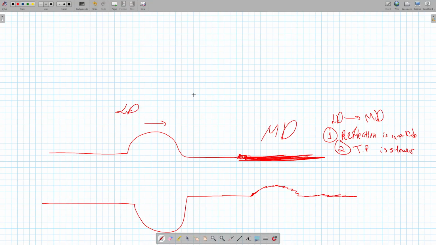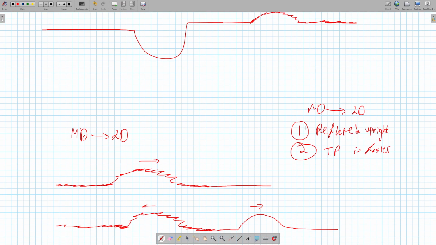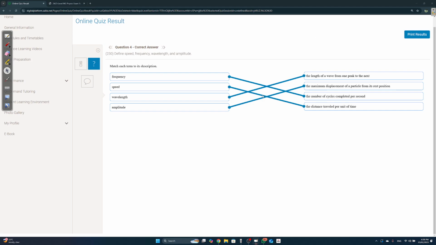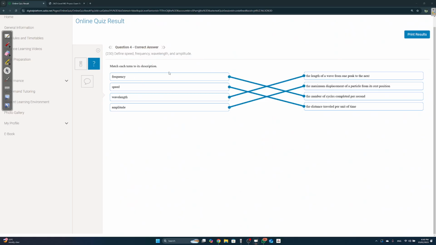Before moving on to question 4, there's just a note I wrote in my copybook saying that this reflection and refraction conserves the frequency. So if they ask you what causes the conservation of frequency, it's going to be the reflection and refraction over here. Okay. Match each term.